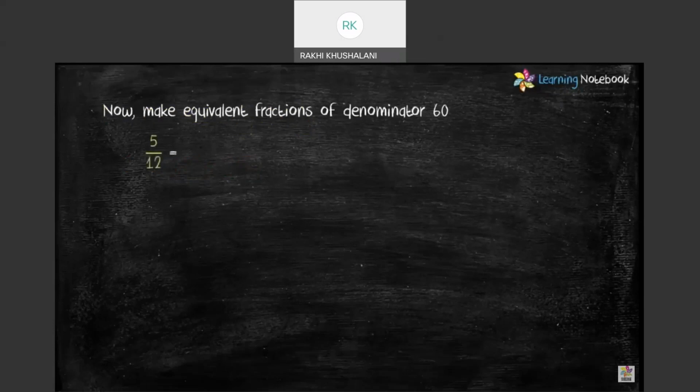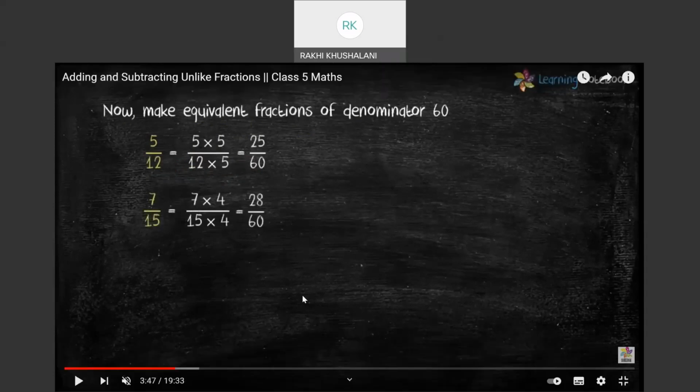5 by 12 is equal to, yes, 12 into 5 gives me 60. Of course, the numerator will also be multiplied, so that will give you 25. 7 upon 15 should be multiplied by 4. So I get 7 into 4 is 28 and 15 into 4 is equal to 60. So again, children, please understand, I'm not changing the value of the fraction. I am only bringing it to an equivalent fraction.